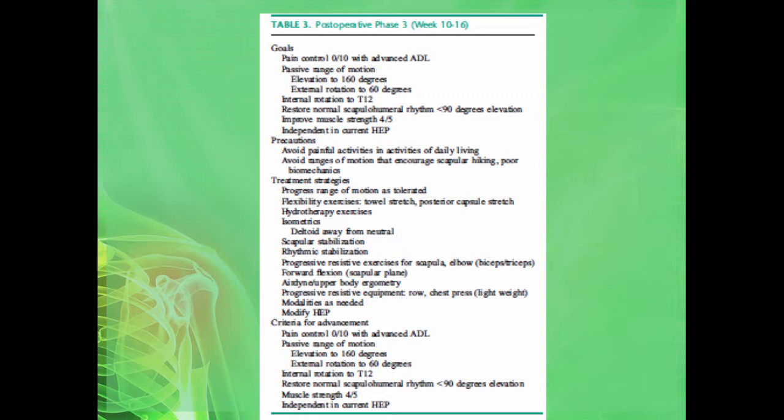In order to move on, again, no pain with advanced ADLs. You can see the range of motion goals at this point. We want elevation to 160 degrees and external rotation to 60. We want them to be able to internally rotate to T12 so they can reach behind their back and reach up to the level of T12. And we really want to see good scapulohumeral rhythm in the motion that they've got.